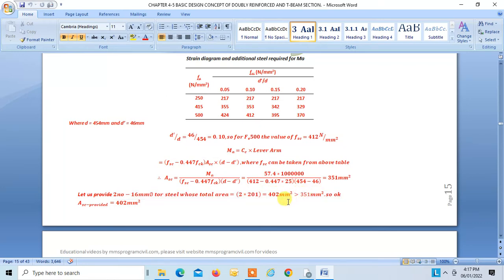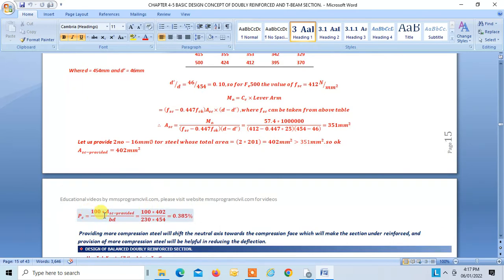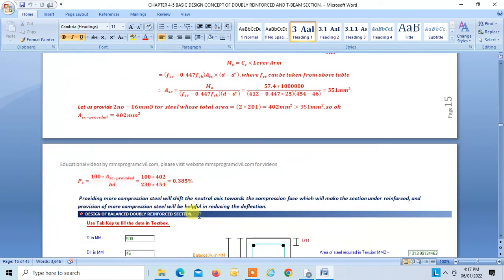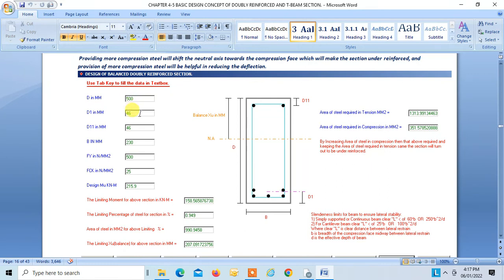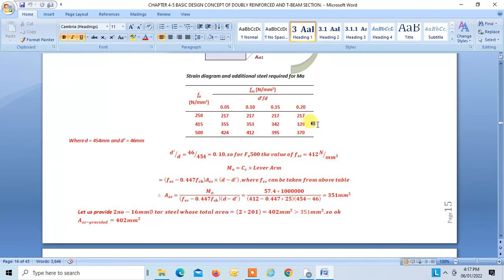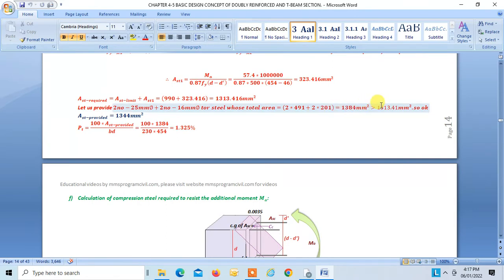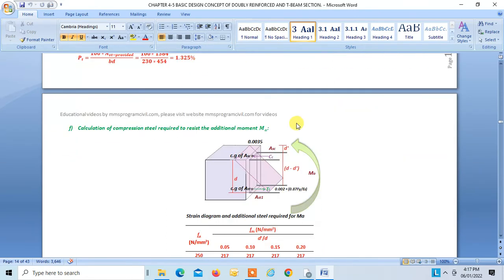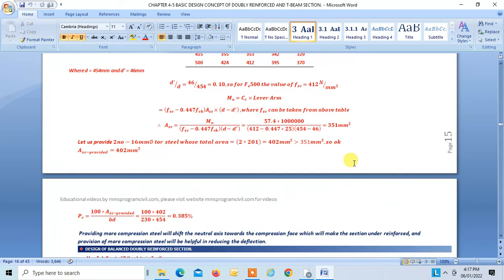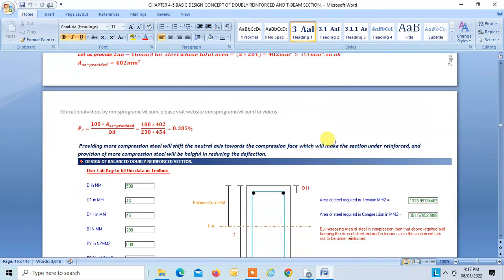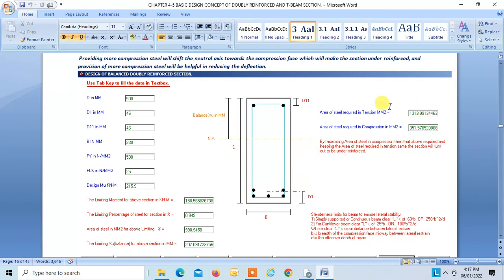This is very important. The percentage of compression steel is found to be 0.385. You can also make some simple programs where you can give the overall depth of the beam, D dash, D1, B width, Fy, FCK and design moment, and here you can get the result. This is the AST required, that is 1313, which we got over here. This is also required, and this is the compression steel required, that is 351. So you can save time in doing calculation. You can use such programs directly.